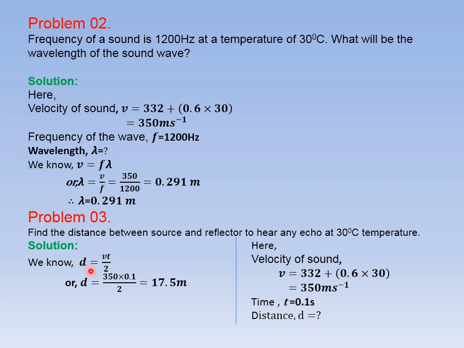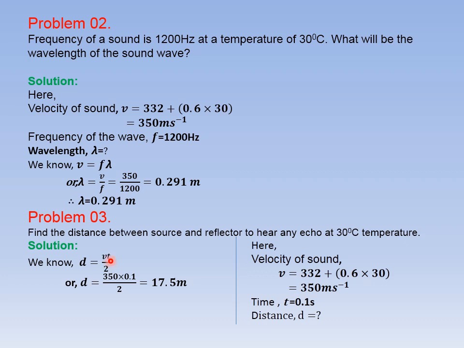This is the equation we already discussed in our previous lectures. d is equal to vt by 2 is the equation for an echo. Here d is the distance between the source and the reflector, and v is the velocity of the sound. As the velocity is 350 meter per second, we have to put that value in place of v, and t is the time. What is t?